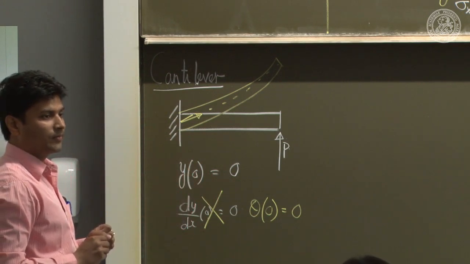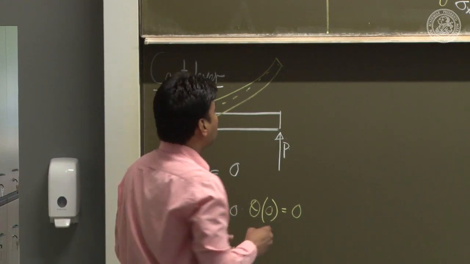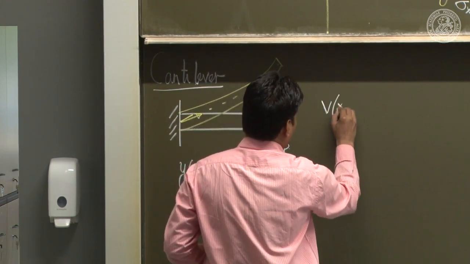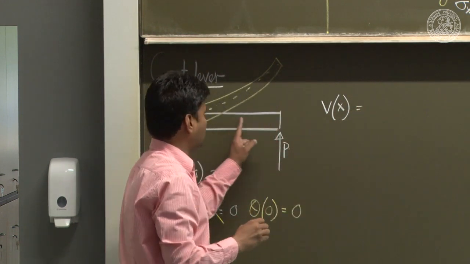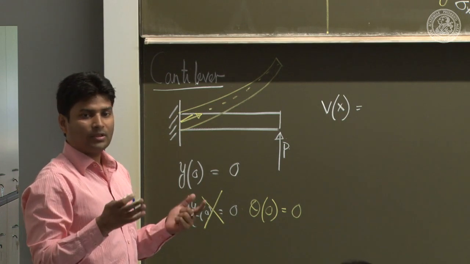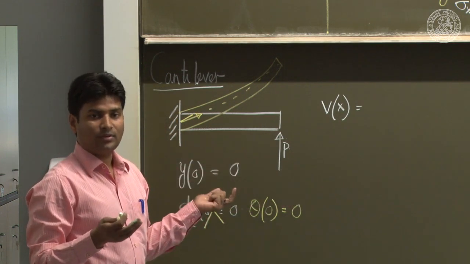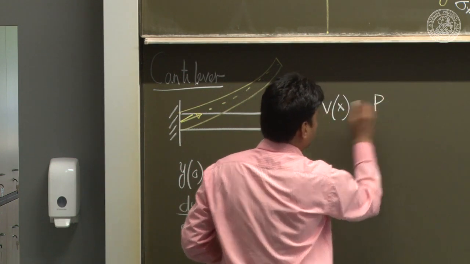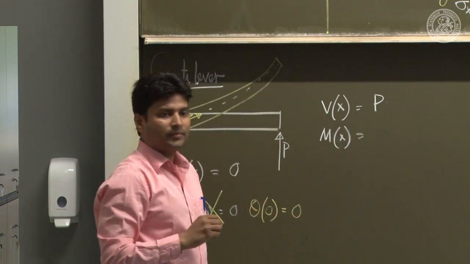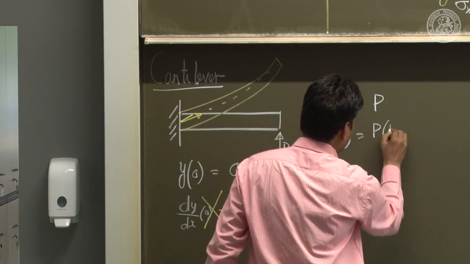Theta of 0 equal to 0. Okay, so we have those two boundary conditions. Now let's try to find out the shear force diagram, for example. What will be V of x at any point in the beam? Because of the strength of materials, you have a constant P acting, there is no distributed load. So V of x is same as P, right? Constant P. What about M of x? Just as we did last time, it would be P times L minus x.